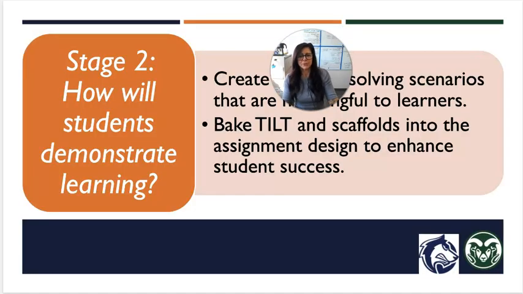Now we're on stage 2. This focuses on how students will demonstrate learning. So we're going to focus on determining acceptable evidence. This means identifying what concrete evidence in your students' work will demonstrate that they've achieved the learning outcomes. The rubric provides specific examples of evidence at different proficiency levels to guide you.